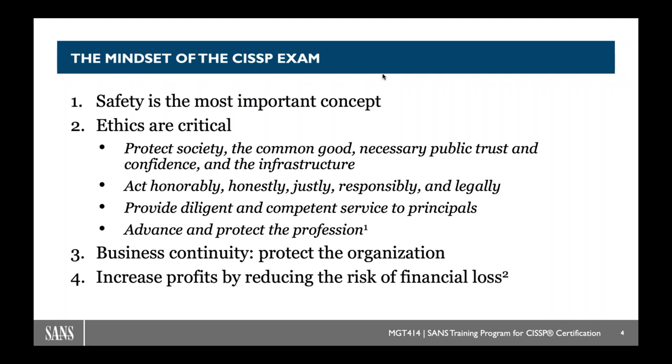Ethics are critical. These are the canons that you must agree to. This is what you sign on the dotted line to become a CISSP. It's not just passing the exam. It's passing the exam, it's getting endorsed by another IC squared credential holder, and it's agreeing to this code of ethics. This code of ethics is testable. Right? They can ask you, and then the full code of ethics, which I won't have time to get into, is testable. You should memorize this.